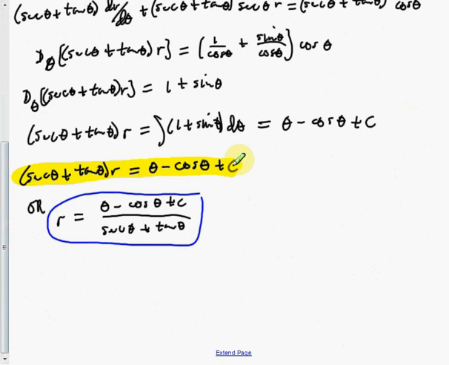Well, I want to stop there and then just cover the last section, and then we'll be done for today. Okay.